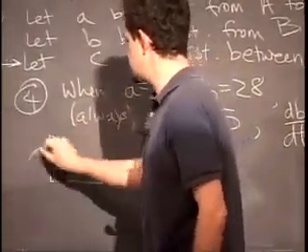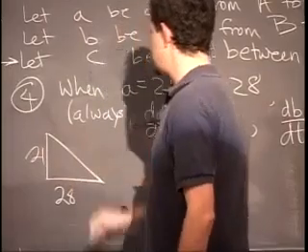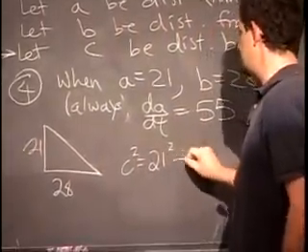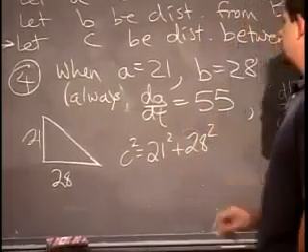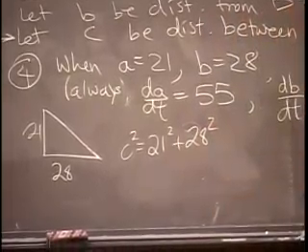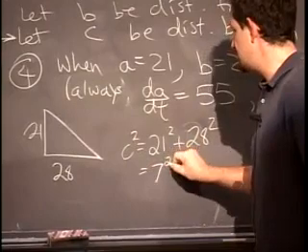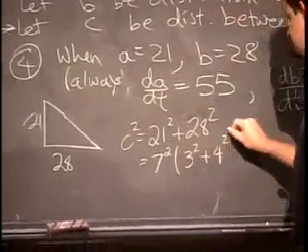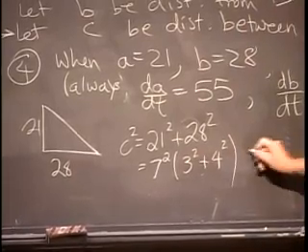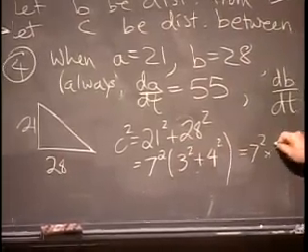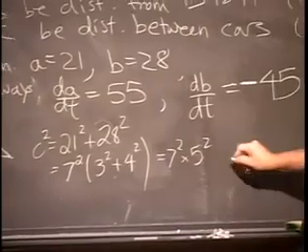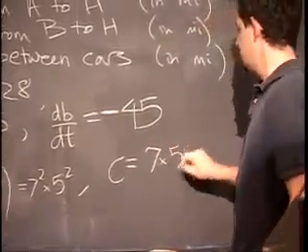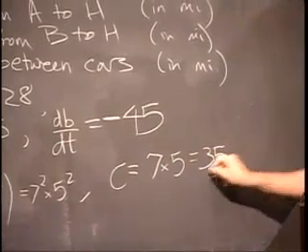Now I will fix this at 21, 28, and I can use Pythagoras' theorem to see that C squared is 21 squared plus 28 squared. That's sort of a hard thing to solve. But if you pull out a factor of 7 squared, you see it's 7 squared times 3 squared plus 4 squared, which is actually 7 squared times 5 squared. So C is equal to 7 times 5, which is 35. I didn't need a calculator to do that.